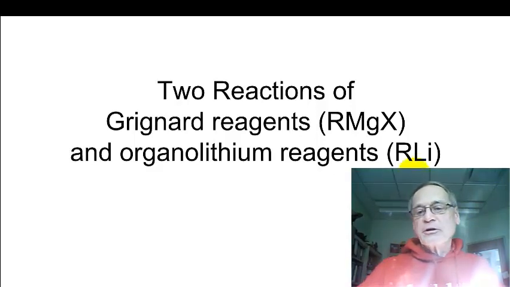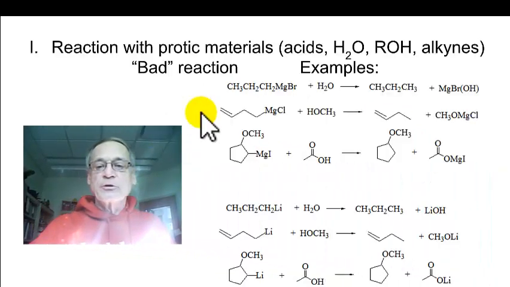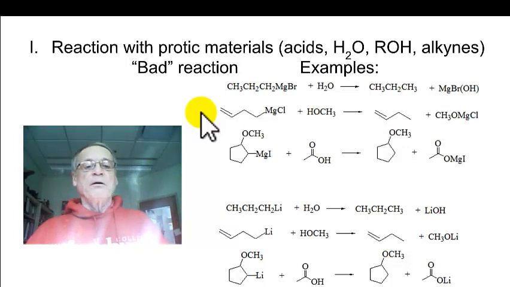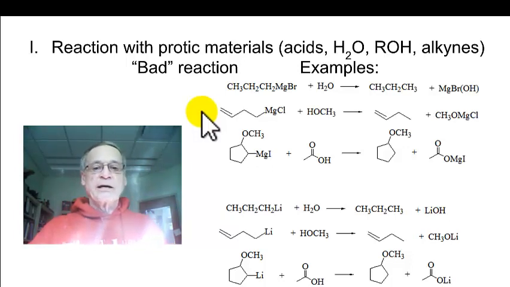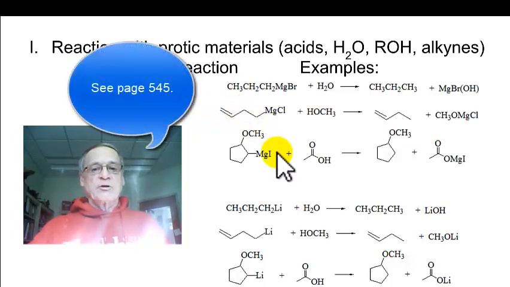Of course, typically you'll have to make them, and you make them differently. Remember, you make Grignard reagents from an alkyl halide plus magnesium. You make organolithiums from an alkyl halide plus lithium. So, first reaction. Again, we're going to look at two reactions here. The first one is actually pretty simple, and I talked about it in the first video, so you might want to go back and review that briefly.